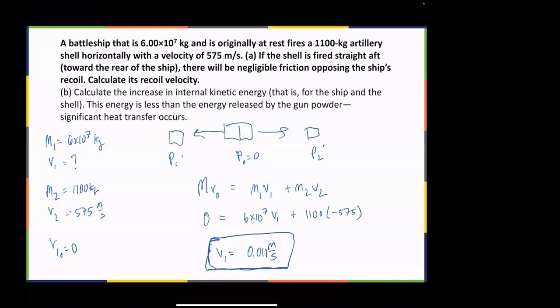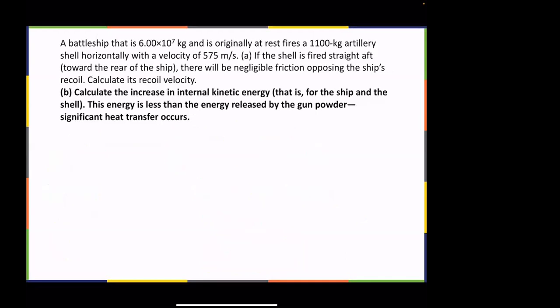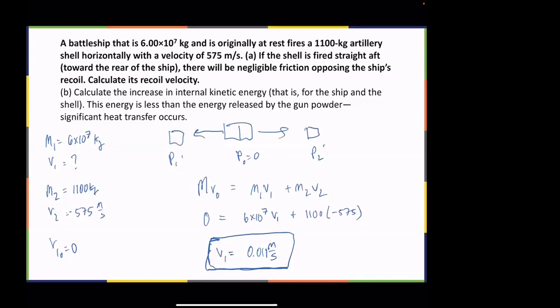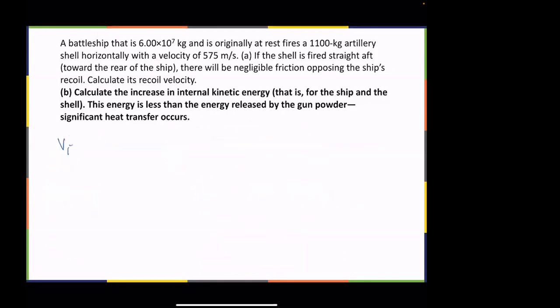All right, so in this problem, we are trying to find kinetic energy afterwards. So let's just take over what we know. We know V1, we solved that to be, what was it? 0.011. Is that right? Meters per second.